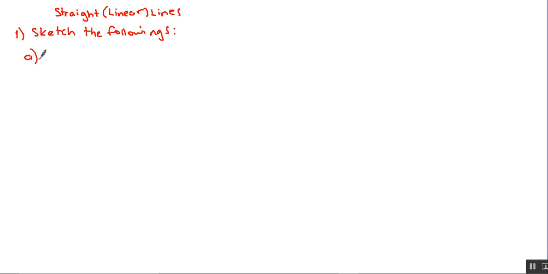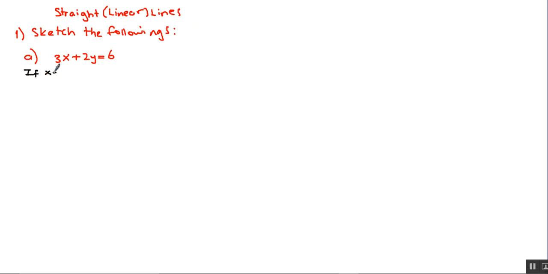The first one is 3x plus 2y is equal to 6. Now, this equation represents a straight line. How do I sketch a straight line? I need 2 points. Then how do I determine these 2 points? We always use the same way.